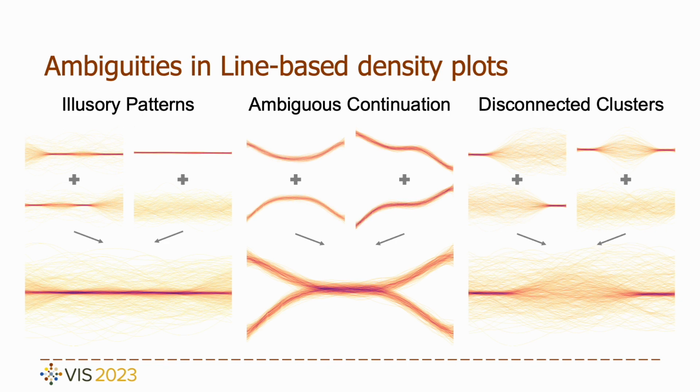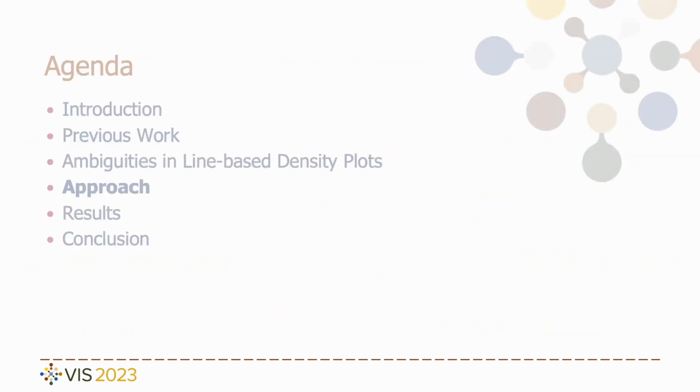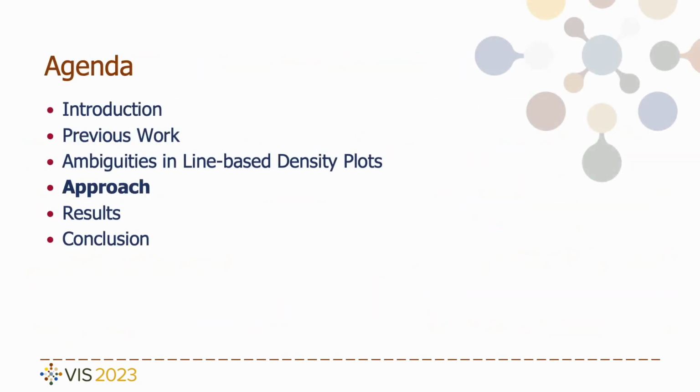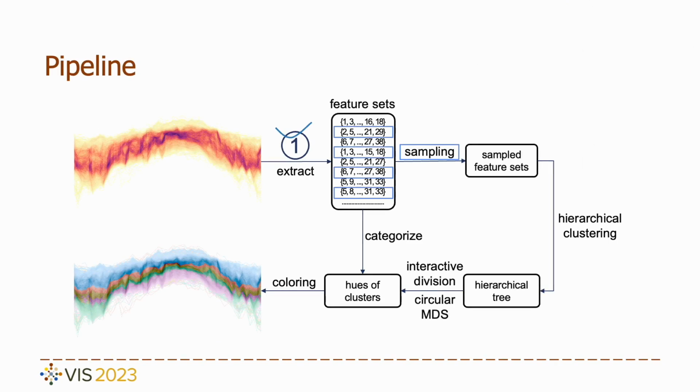To understand how users perceive these ambiguous patterns, we conducted a motivational, small-scale user study as detailed in our paper. To help reduce such ambiguities, we propose a novel coloring method for line-based density plots. Let's dive into our pipeline. I'll guide you through it step by step.